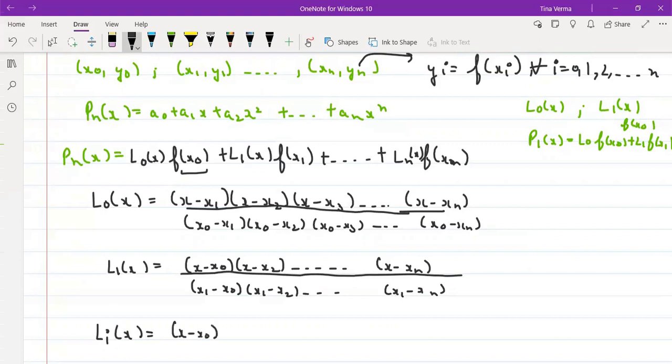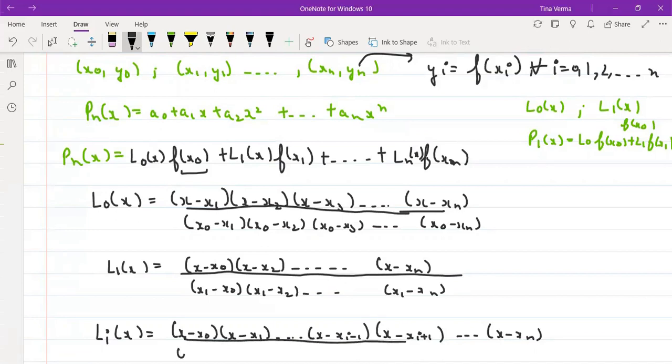x minus x0, x minus x1, and so on. What will be the x minus term? The (i minus 1) term will come, the i term will not come. Fine. So you will omit that term x minus xi. Divided by xi minus x0, xi minus x1, ..., xi minus x(i minus 1), xi minus x(i plus 1), and so on up to xi minus xn. Is it clear up to here?